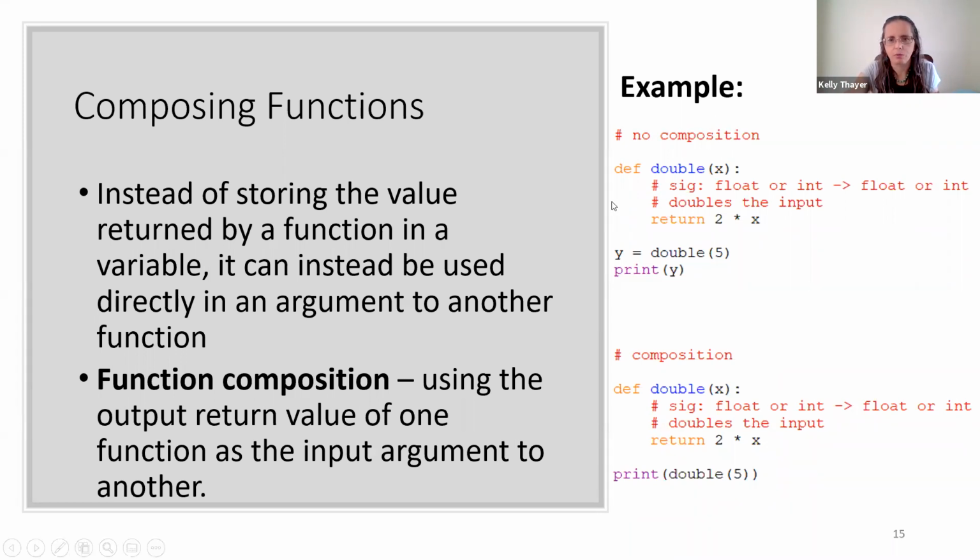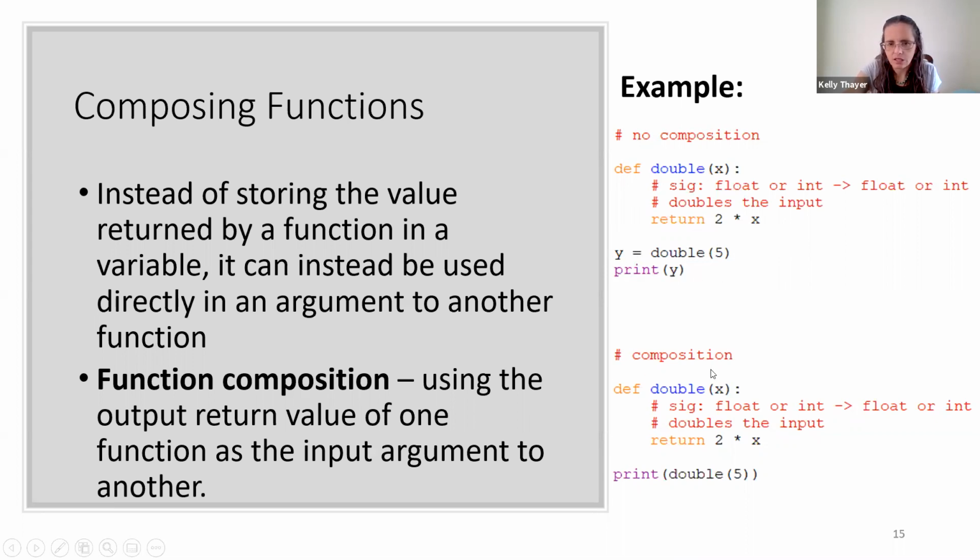Here is an example where we have no composition. Do you see we have y equals double of 5. Here's our double function, and it's going to multiply 2 times x and return that value. If we send up 5, then double of 5 will be 10. So 10 gets stored in the variable y, and then we print y, which will print 10.